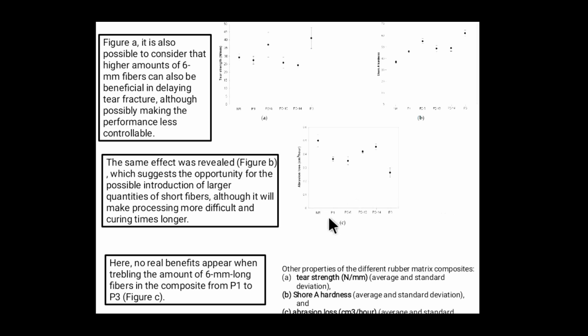When you are increasing the fiber content, as shown, they are dealing with the abrasion resistance. Abrasion resistance is measured in cubic centimeters per hour, similar to that from other studies on rubber. So here no real benefits appear when tripling the amount of 6 mm long fiber in the composite from P1 to P3, as I showed in figure 3.